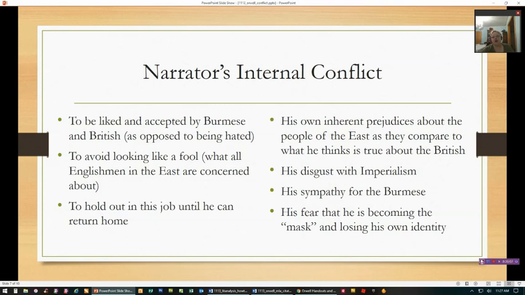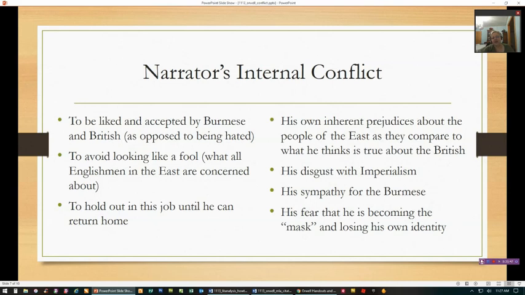He does have conflict with his own inherent prejudices about the people. You're going to see directly and indirectly, he makes a lot of statements, or he does a lot of things that show that he does have these prejudices, right? He has a disgust with imperialism. So he's working for his own government, and yet he says that it is evil, this imperialism. So that's a big conflict, right? That he doesn't like what he's having to do. He has sympathy for the Burmese, but that's a conflict because they don't treat him any differently than they do any officer, and he kind of takes umbrage at that. He's like, why are they making me an enemy? I feel for them, right?